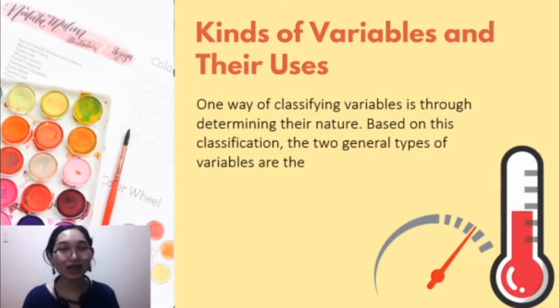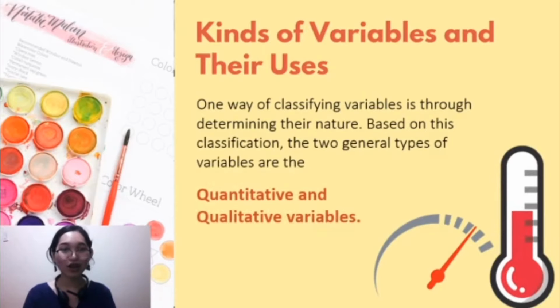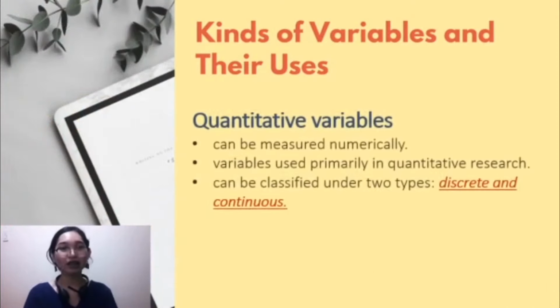One way of classifying variables is through determining their nature. Ano ba yung nature ng variable mo? Malalaman mo kung paano mo siya i-classify. Based on this classification, the two general types of variables are the quantitative and qualitative variables, as I've mentioned earlier.